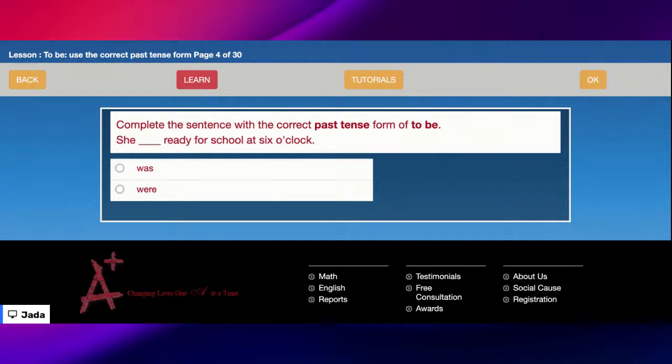She dash ready for school at 6 o'clock. What's the right answer here? She dash ready at 6 o'clock for school. So what's this one? She was. Okay.